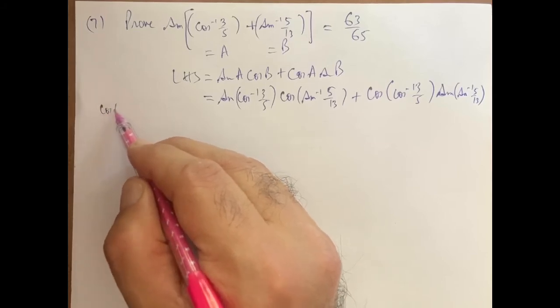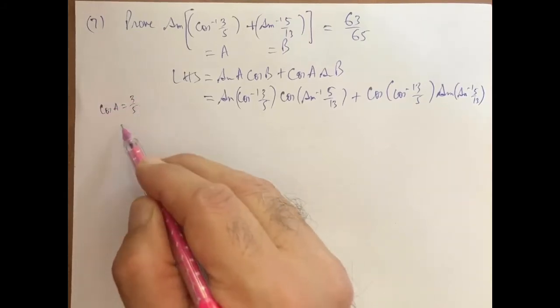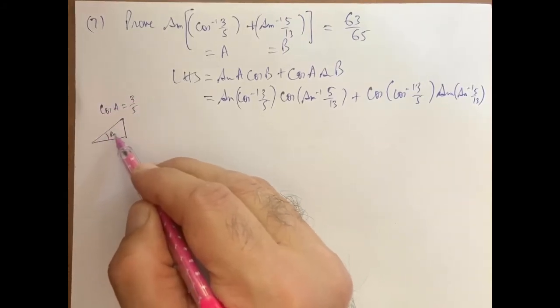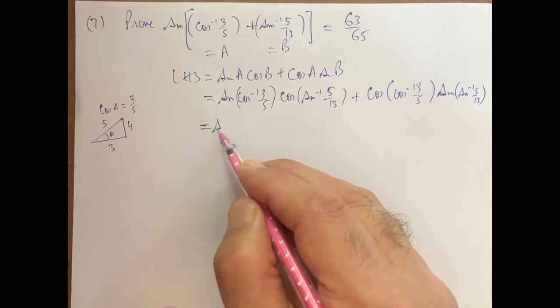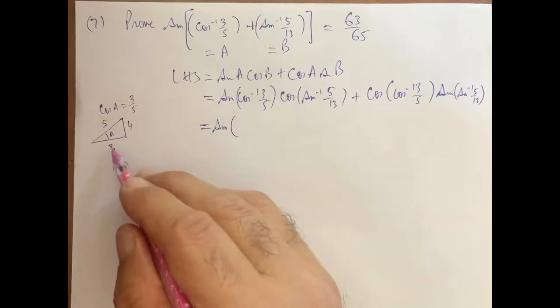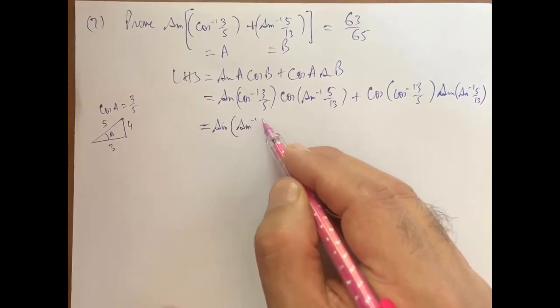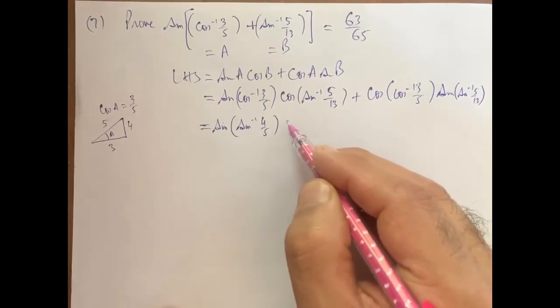Cos of A is 3 by 5. This is A, this is 3, this is 5, this will be 4. So sine of cos inverse of 3 by 5 can be written as sine inverse of 4 by 5.